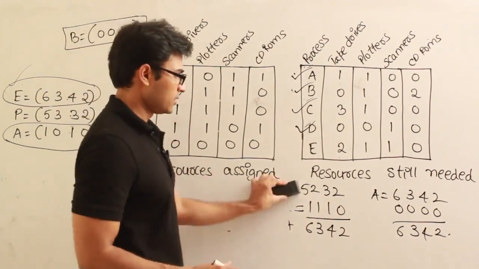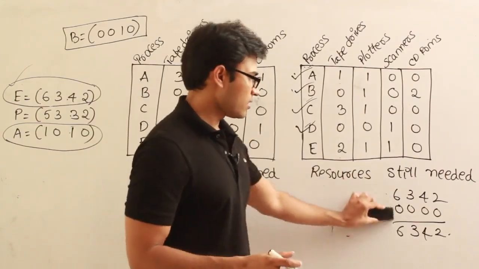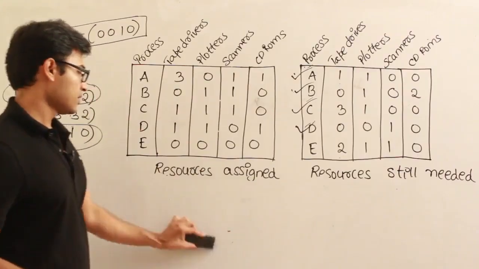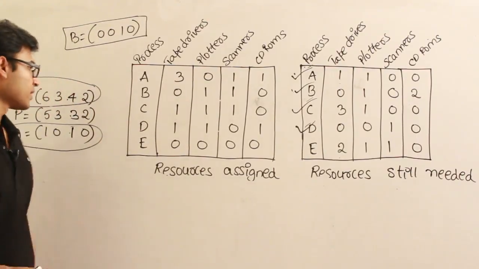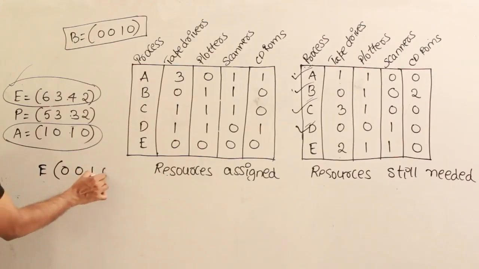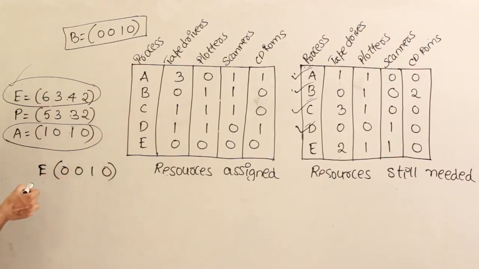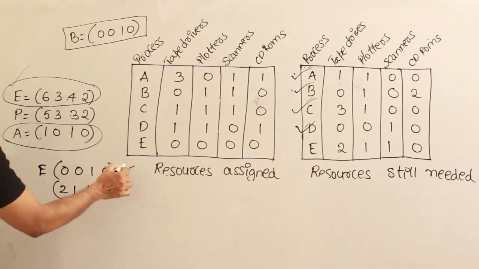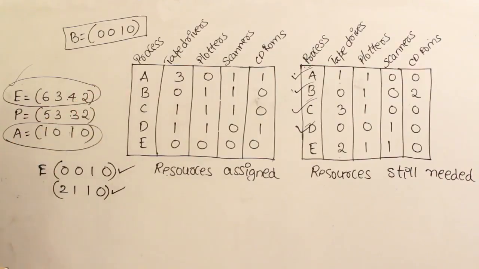The original state was safe, and later after allocating the B request, we got a safe state. Let us say in this state I make one more allocation, and the new request is from E, requesting one more scanner, which means E is requesting 0 0 1 0. It can request because its total need is 2 1 1 0, but right now it just wants one resource, 0 0 1 0, which is nothing but a scanner.